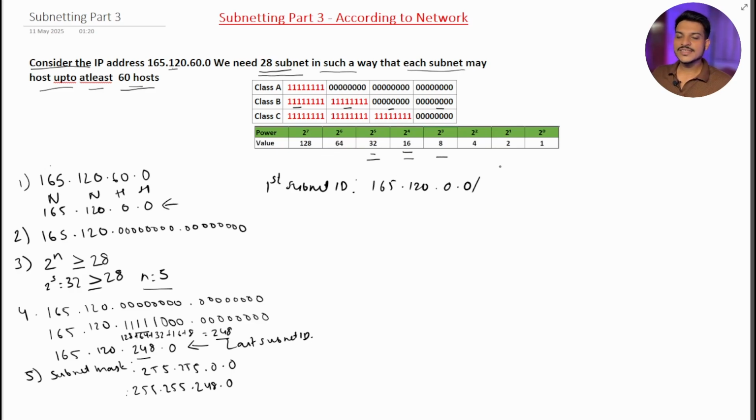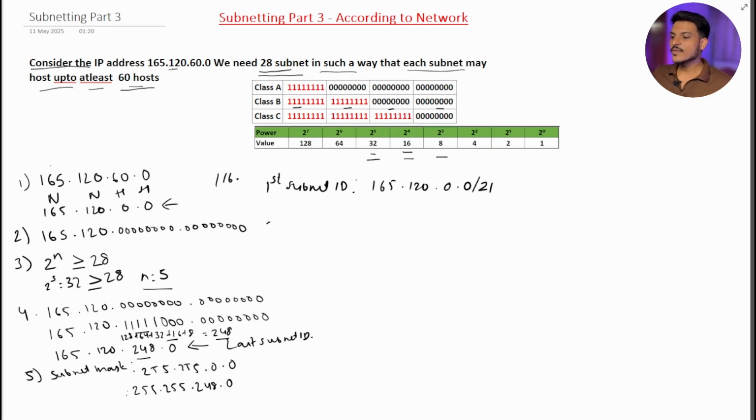But what will be its CIDR range? By default the CIDR range for class B is /16, but here some bits are given to network in the third octet. How many bits are given to network? 5 bits are given to network. So 16 plus 5 gives us 21, meaning 21 will be its CIDR range.